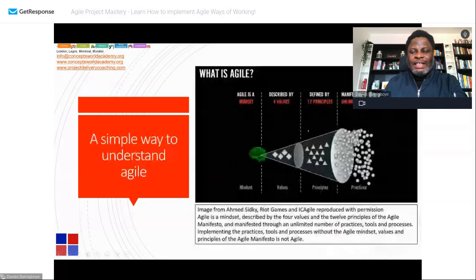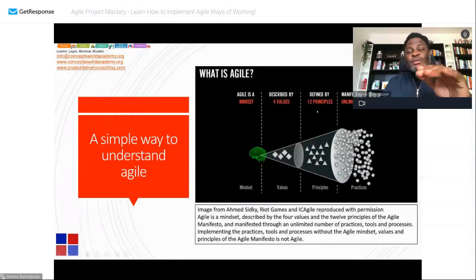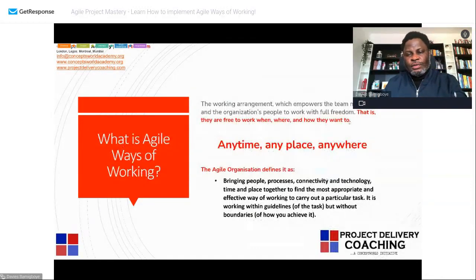Then it's defined by 12 principles. I can't talk about the 12 principles here, but there are 12 principles of Agile, which is an expansion of the 4 values. And then it manifests itself through a number of practices. A practice is a way in which you take Agile and adopt it in your own organization.